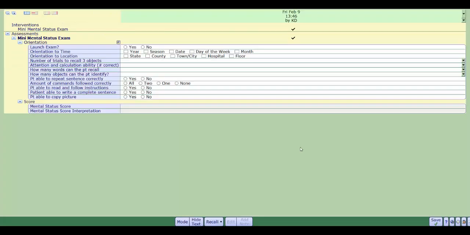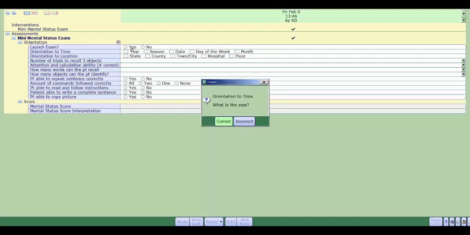As I walk you through the mini mental status exam, you will see that I am no longer restricted to 75 characters per question. I actually have an unlimited amount of characters to use. In order to begin the exam, I simply click the Launch question.